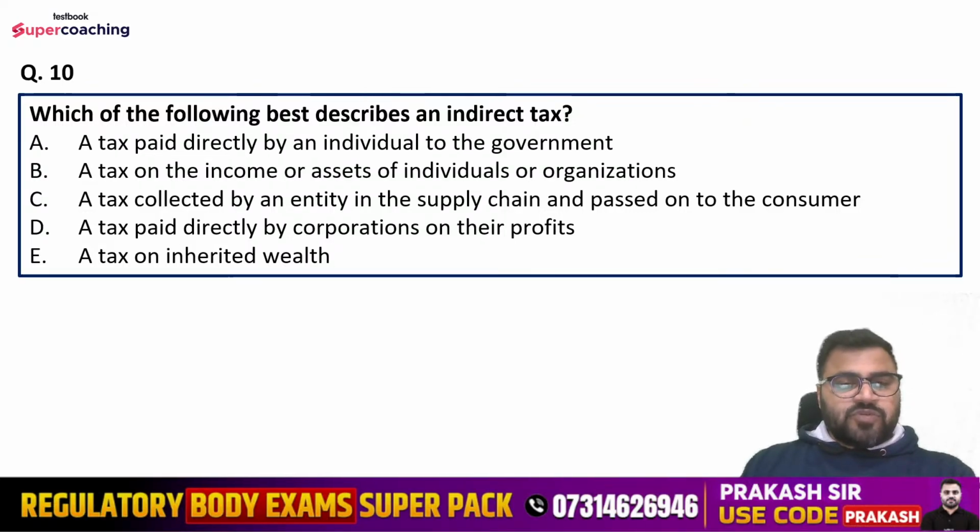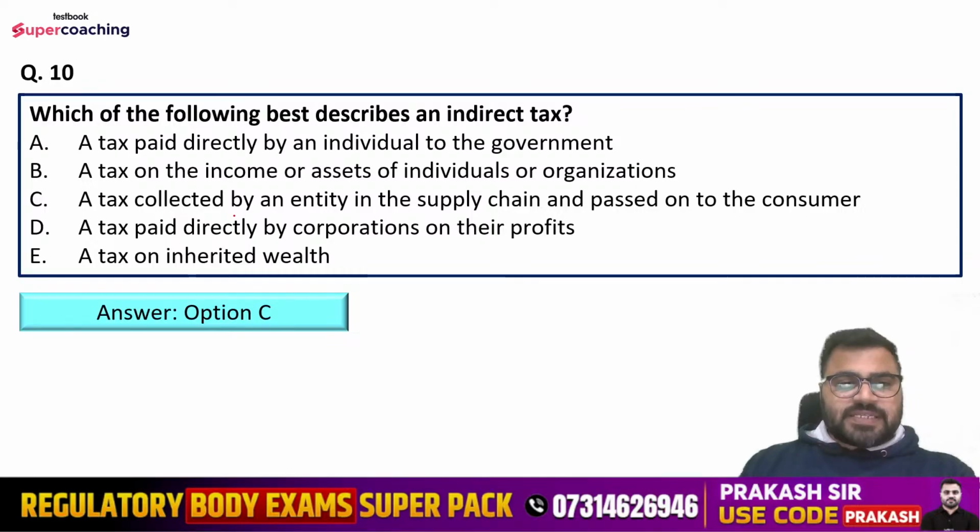Yes, guys, which one is the correct explanation of indirect tax? So right answer is option number C. That is a tax collected by an entity in the supply chain and passed on to the consumer. Right. So basically, what is happening here?